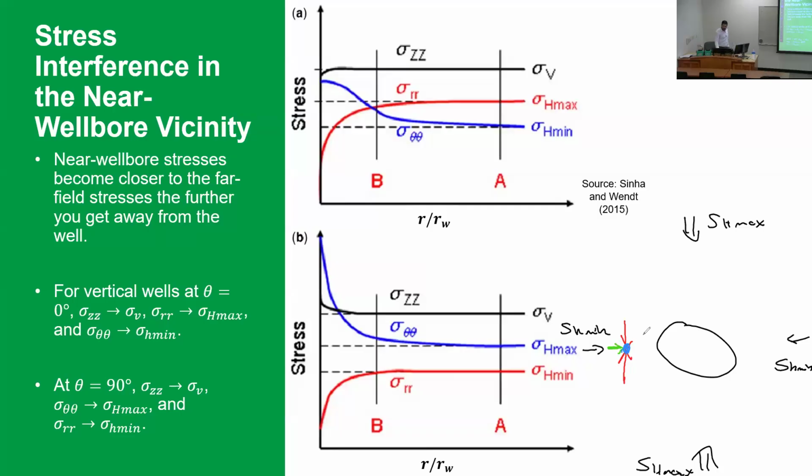The green arrow for the radial stress is parallel to SH min, I think. So this is basically green, sigma H min. And theta would be the red one, and the blue would be the ZZ.